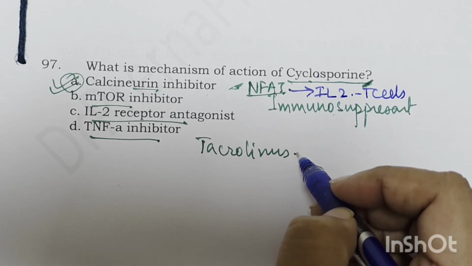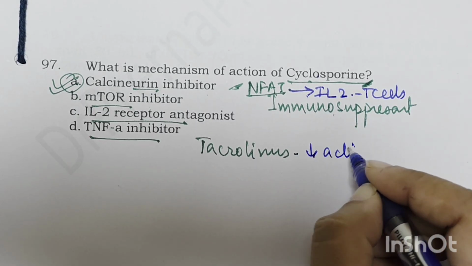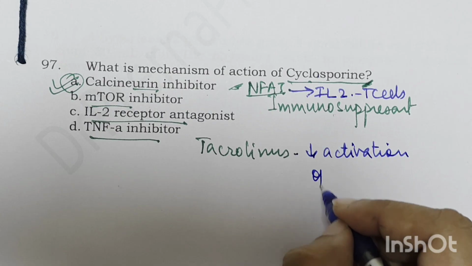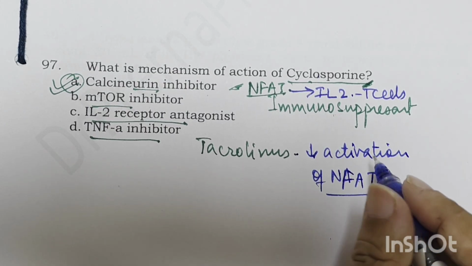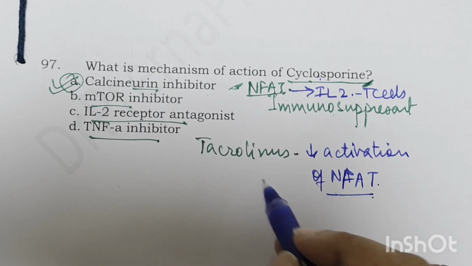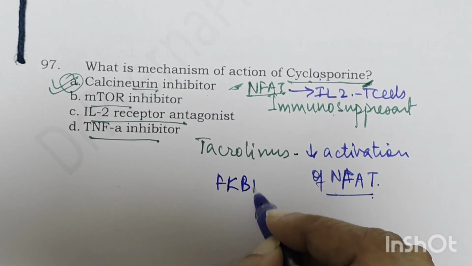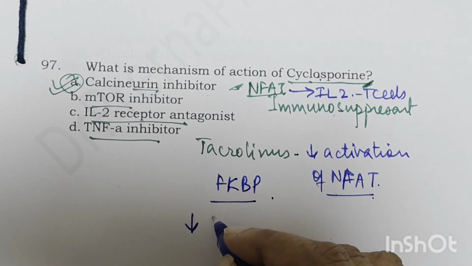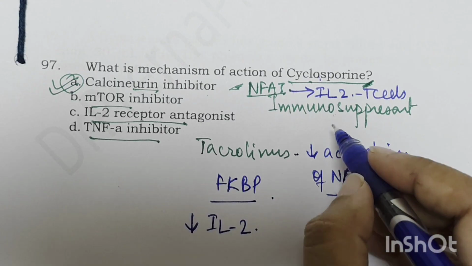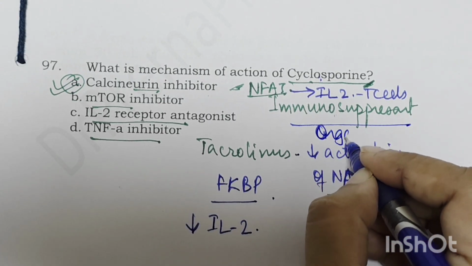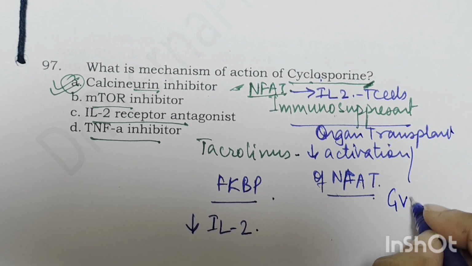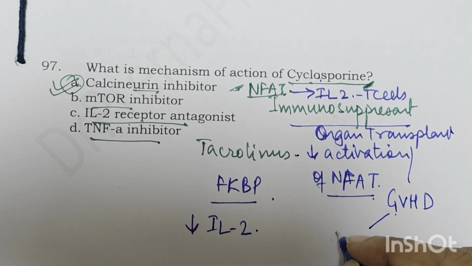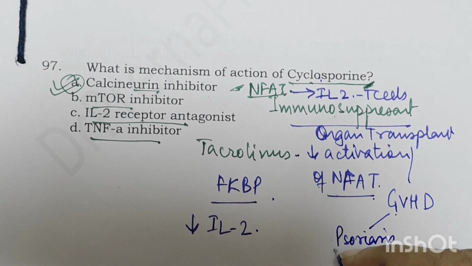Cyclosporin and tacrolimus inhibit the activation of NF-AT by binding to immunophilins. Cyclosporin binds to cyclophilin and tacrolimus binds to FKBP. The net result is inhibition of gene transcription of interleukin-2, so they act as immunosuppressants. They are used in organ transplant, and also in graft versus host disease and autoimmune diseases like psoriasis and rheumatoid arthritis.